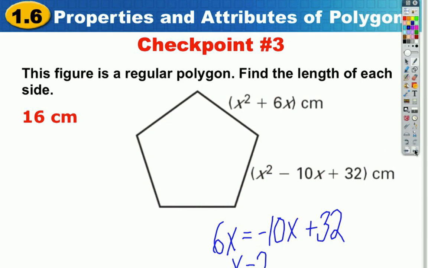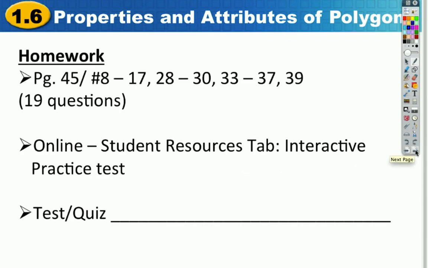Okay, draw a line across your paper. Your homework is on page 45. You are doing numbers 8 through 17, 28 to 30, 33 to 37, and number 39. That's 19 questions.